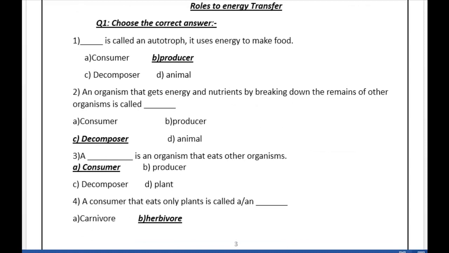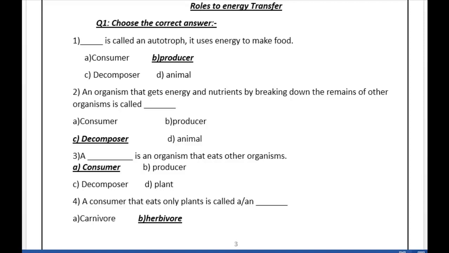Worksheet 2 is about rules to energy transfer. This lesson is talking about producer, consumer, and decomposer for a chain food web. Number 1 is called an autotroph. It uses energy to make food. It will be producer. Number 2, an organism that gets energy and nutrients by breaking down the remains of other organisms is called consumer or producer or decomposers or animals. So the answer will be number C.